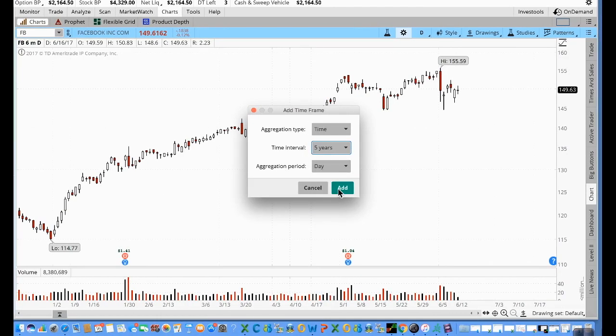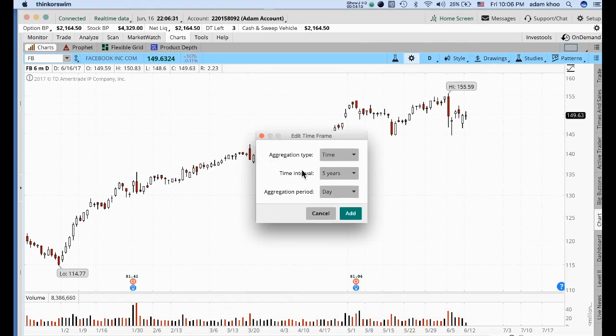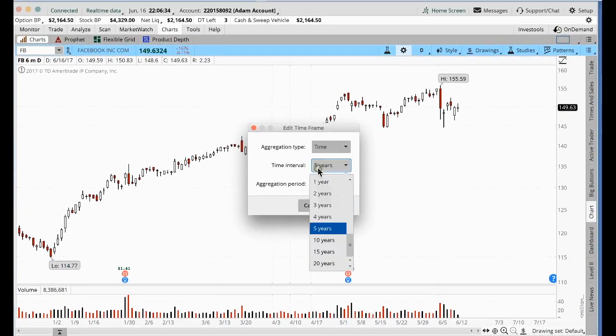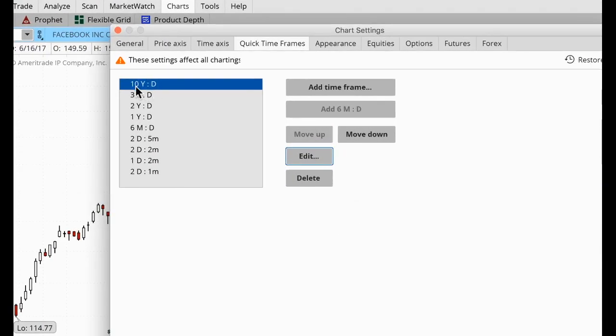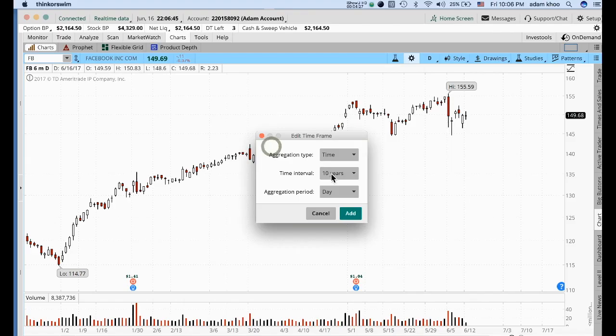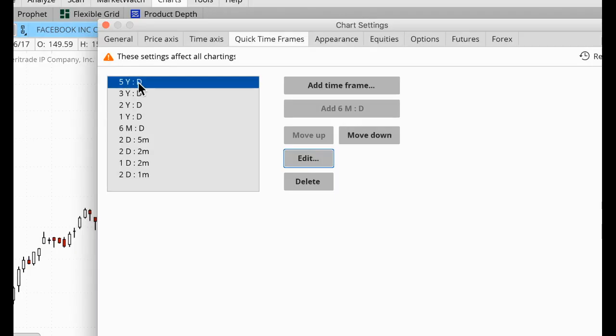I click add, and there we are. It's over there, which it already is in there. If it wasn't there, it would be added in. Now I could edit any of these things by clicking edit. I could edit it to, instead of 5 years, maybe 10 years. Daily time frame, and I add, and now it's become 10 years. I do not want 10 years, so I'm going to go back to 5 years, and there we are. These are the time frames that I use frequently, for swing trading and for intraday scalping.